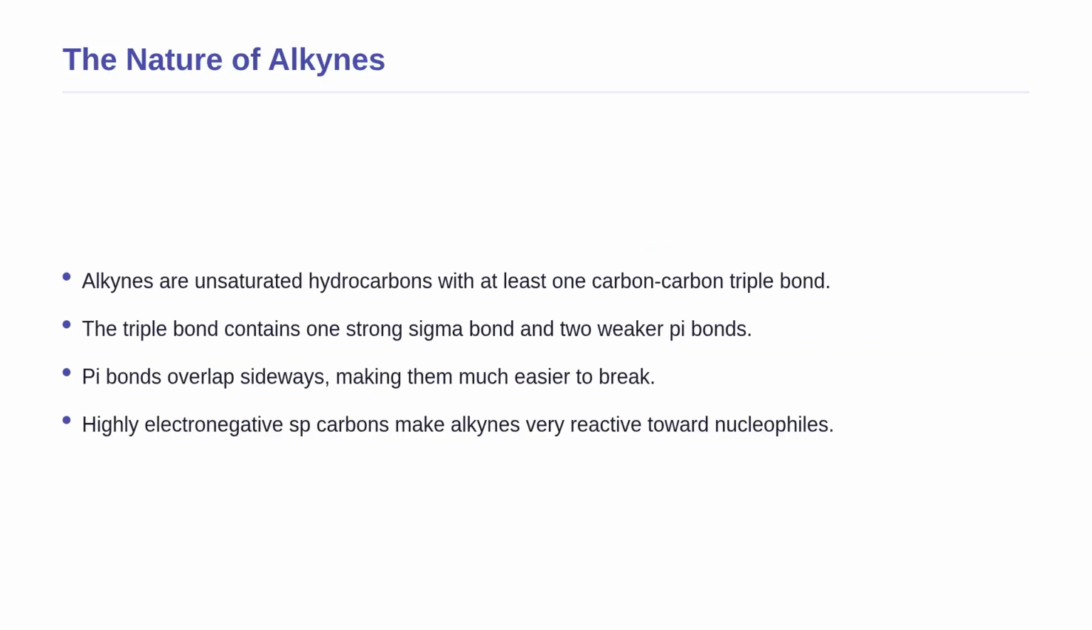Now that we understand the rubber band analogy, let us look at the chemical structure. Alkynes are unsaturated hydrocarbons with at least one carbon-carbon triple bond. This bond consists of one strong sigma bond and two weaker pi bonds. Because pi bonds are formed by sideways overlapping electron clouds, they are much easier to break. This makes alkynes eager to react.